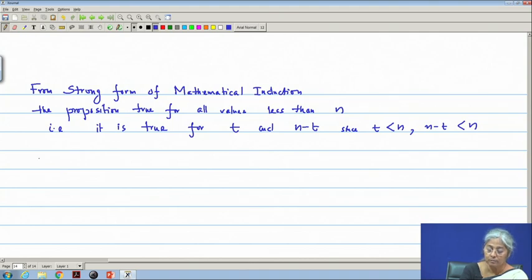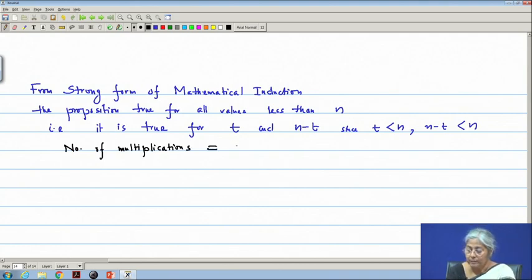So, if we continue the inductive step, we can write that the number of multiplications is, for the first part, since t numbers are there, t minus 1 multiplications are required, plus for n minus t, n minus t minus 1 multiplications are required, and for the last multiplication I need another one.